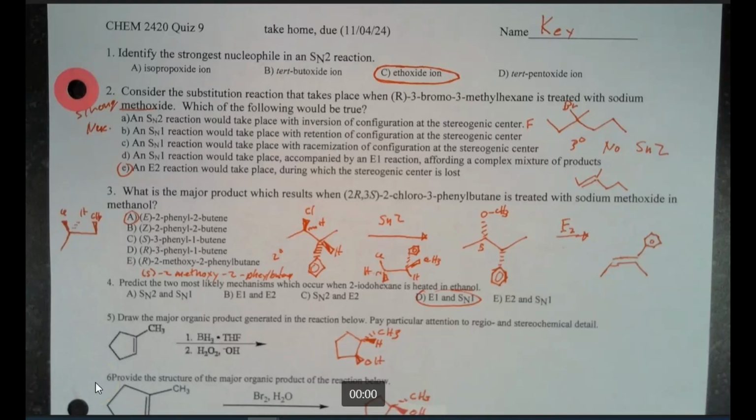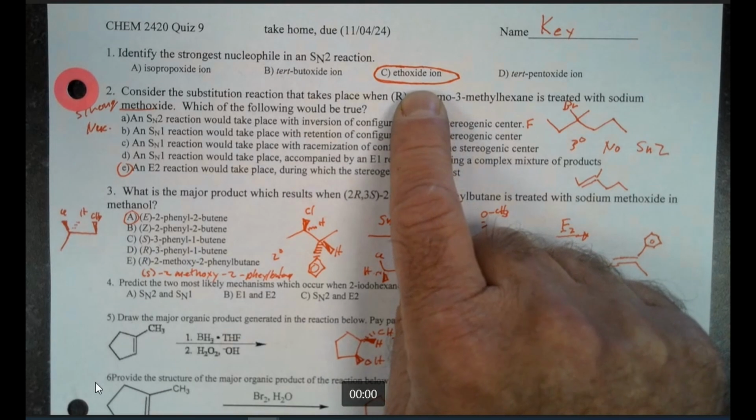We want to make sure this quiz makes sense. So, identify the strongest nucleophile in an SN2 reaction. I kind of wish it said which would be the most nucleophilic in an SN2 reaction, but I think you'd want the same answer: the ethoxide ion.